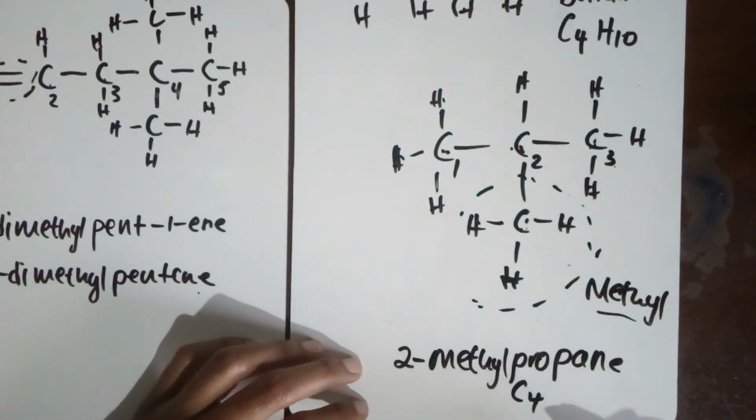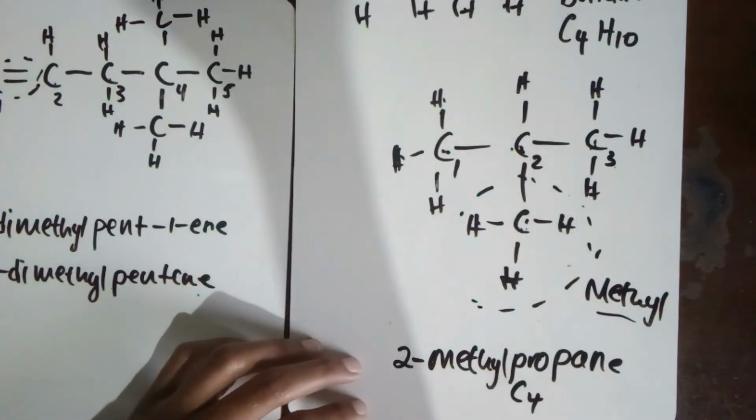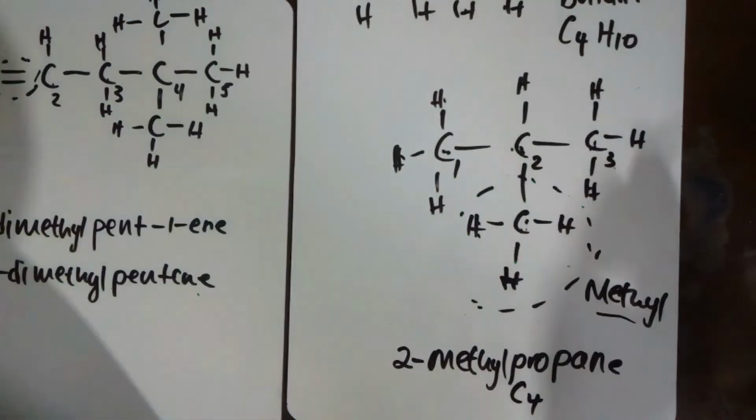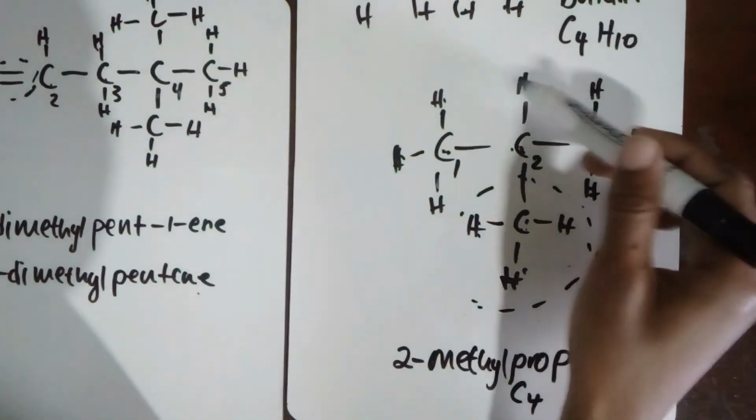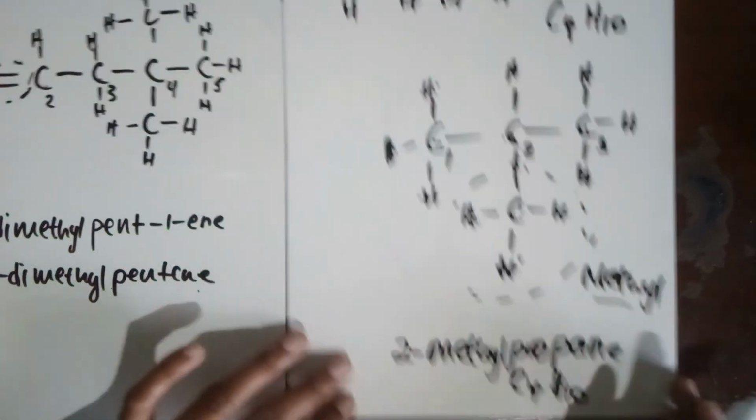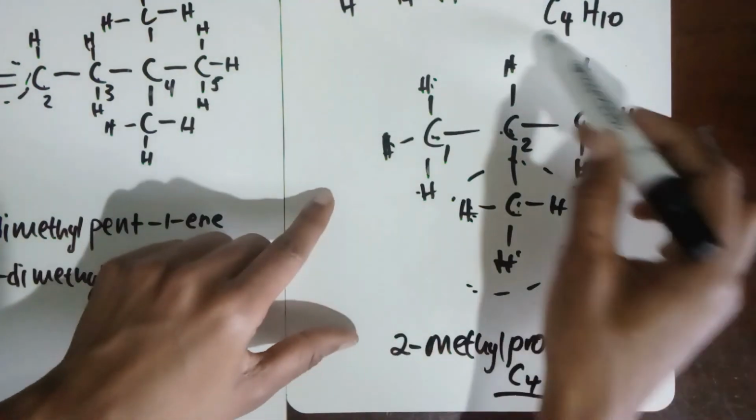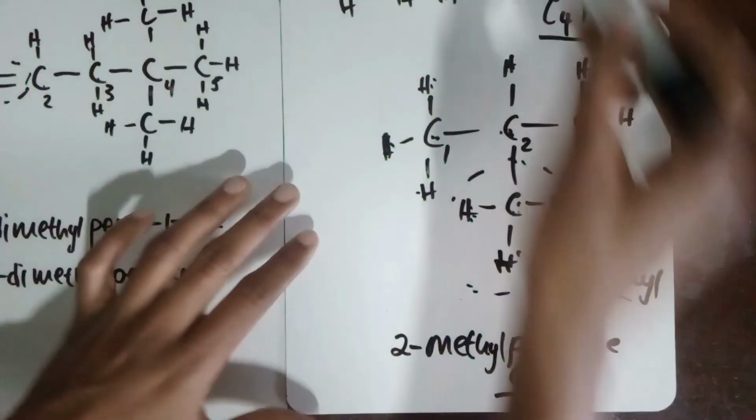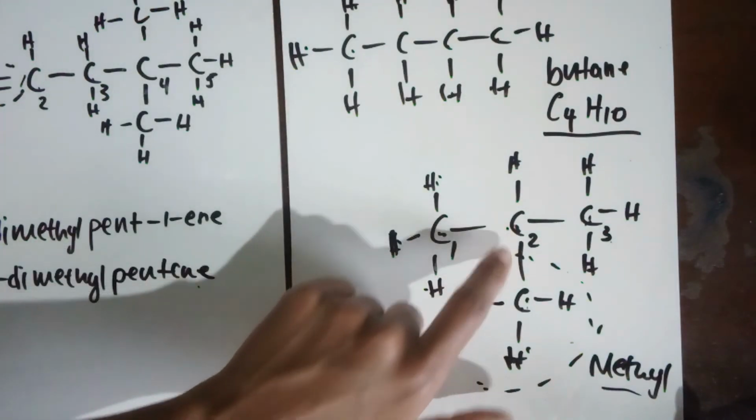The number of hydrogen atoms is 1, 2, 3, 4, 5, 6, 7, 8, 9. That doesn't make any sense to me. It can't be 9. So let's count again. Start here: 1, 2, 3, 4, 5, 6, 7, 8, 9, 10. So it's actually H10. So you're already noticing something. The molecular formula for both of them is the same. However, their chains look completely different. If you look at this chain and this chain, they look completely different.